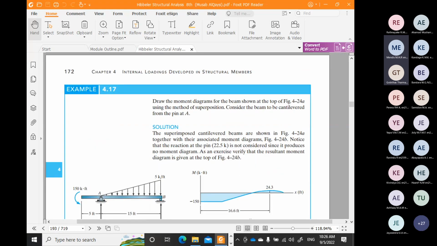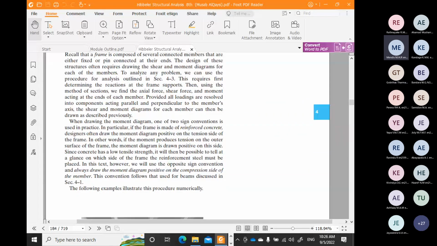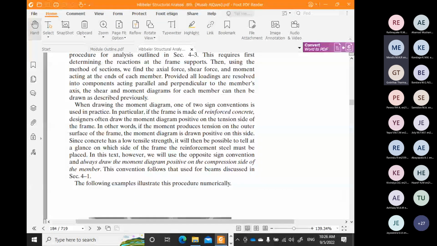Okay, but for the column, how to do it? Sign convention: when drawing the moment diagram, one of two sign conventions is used in practice. The frame, in particular, if the frame is made of reinforced concrete, designers often draw the moment diagram positive on the tension side of the frame. In other words, if the moment produces tension on the outer surface of the frame, the moment diagram is drawn positive on the outer side.